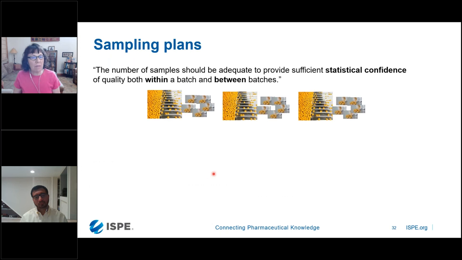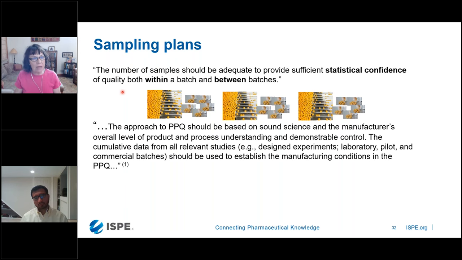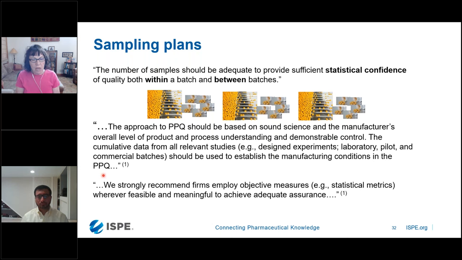So we mentioned this idea about within and between batches, and this is an excerpt, a quote from the FDA guidance. The number of samples should be adequate to provide sufficient statistical confidence of quality, both within and between batches. These are all quotes from the FDA guidance. The approach to PPQ should be based on sound science and the manufacturer's overall level of product and process understanding and demonstrable control. You can use the cumulative data from all relevant studies to establish the manufacturing conditions in PPQ. And then finally, we strongly recommend firms employ objective measures such as statistical metrics wherever feasible and meaningful to achieve adequate assurance.